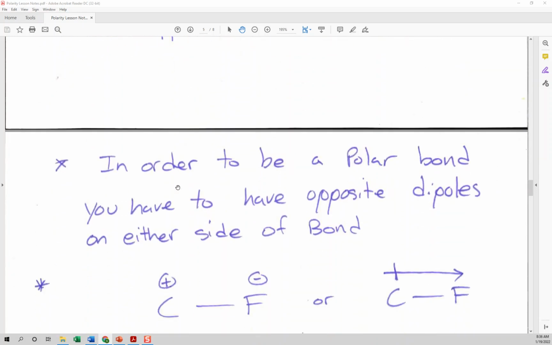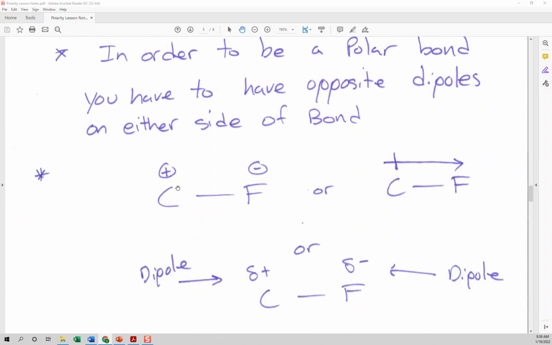So in order to be a polar bond, you have to have opposite dipoles, all right? So here's the C-F bond. Here's the negative side of the bond, the positive side. You don't have to use the partial notation, but it's good to understand that it's not a full positive charge and a full negative charge, because we didn't completely transfer the electrons. We're just unequally sharing the electrons. That's why technically it's partial negative, partial positive. But we really need to know where the dipoles are and which dipole is which.